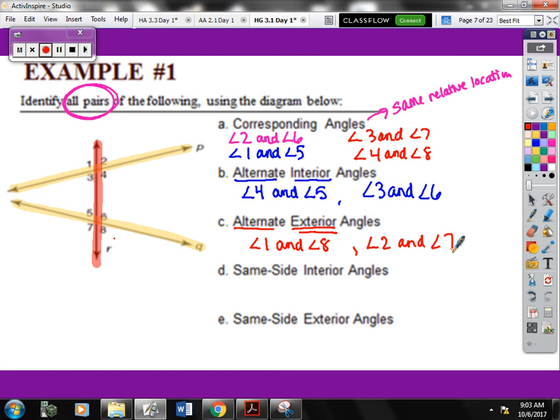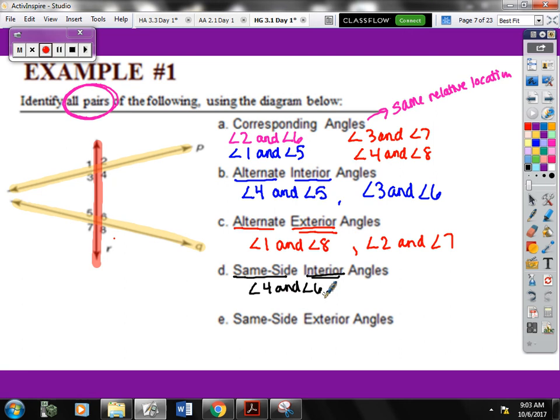All right. So you'll notice that corresponding is the one that has the most. There's 4 sets of them. All the other ones you're pretty much going to have 2, as long as there's not 3 lines or 4 lines in the pictures, as long as there's 2 lines. Next one, same side interior. So inside my yellow lines on the same side of the transversal. Justin? Angle 4 and angle 6.